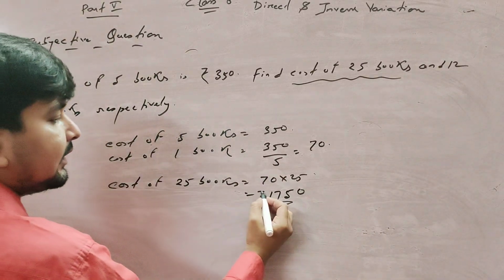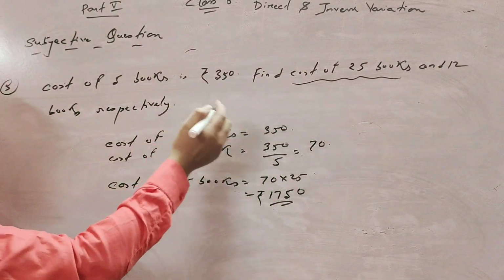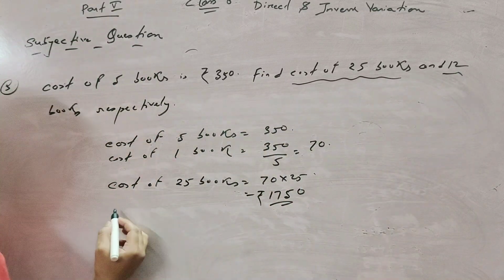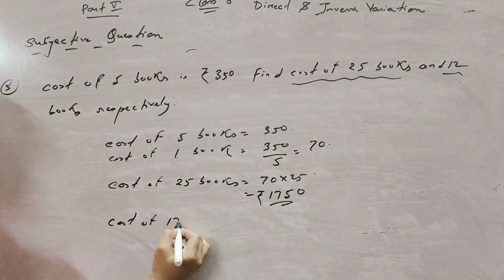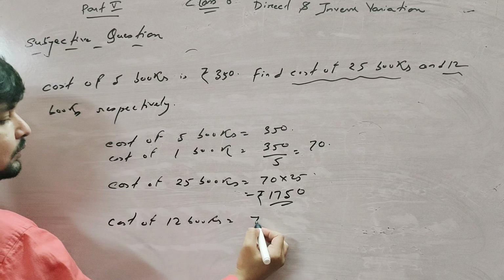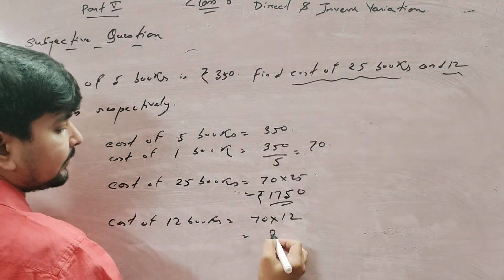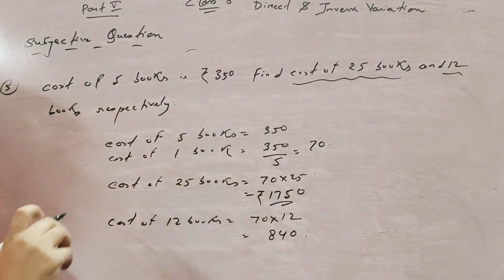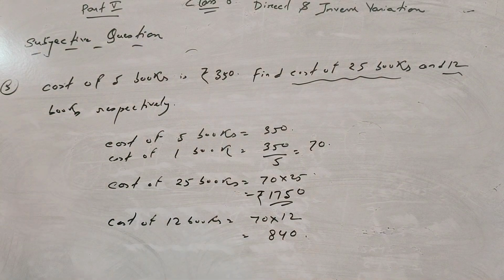It's 1750 rupees. Okay, next question is cost of 12 books. So cost of 12 books equals to 70 into 12, that is 840 rupees. Clear? Note.